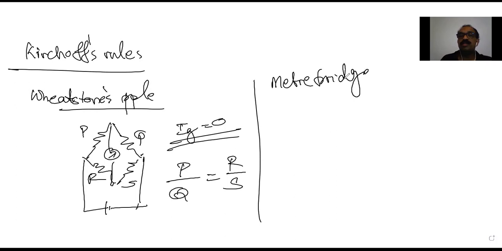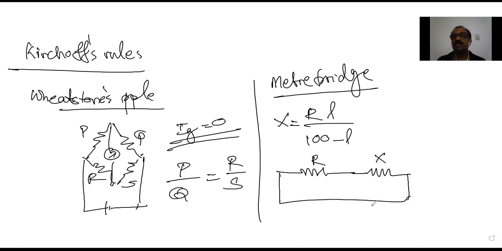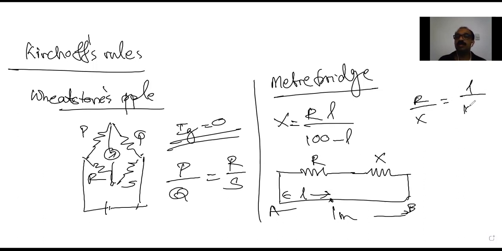In the meter bridge, the equation we have for finding the unknown resistance is R into L by 100 minus L. This is the equation to use when the known resistance is connected in the left gap and the unknown resistance is connected in the right gap. Here, this is a 1 meter wire AB of length 1 meter. So the balance length you are getting is maybe here. So in fact, R by X is equal to L by 100 minus L.